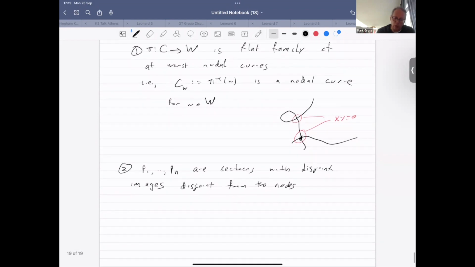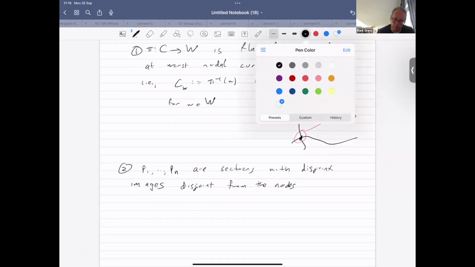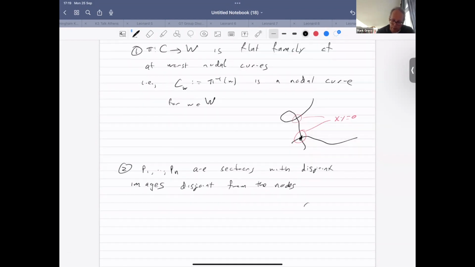So if I were to draw this as a family, here's W, and a number of singular fibers where the curve splits up and develops some nodes. And then we have sections P1, P2, P3, which need to be disjoint and are not allowed to pass through the nodes. These are called the marked points.